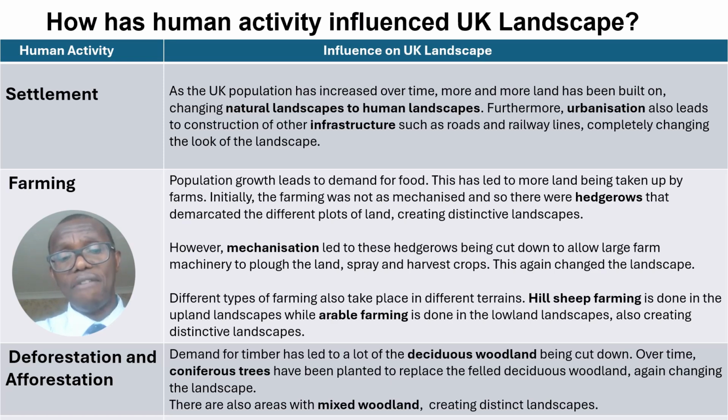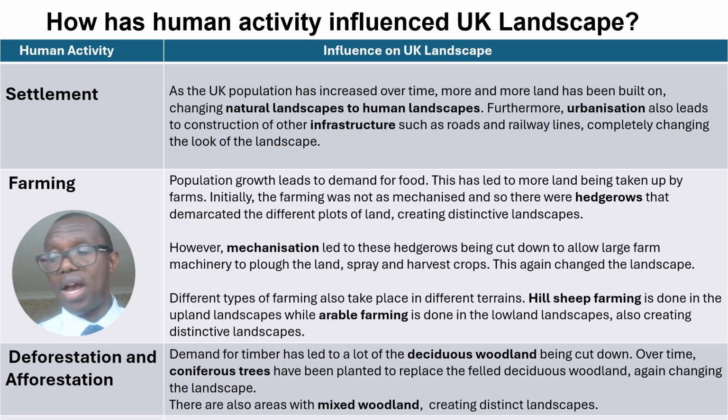Then we also have farming. Again, the population is growing, there's demand for food, and this has led to a lot more land being taken up for farming. Originally, in the past, the landscape used to have hedgerows because there wasn't as much heavy machinery being used to farm the land. Most of the work was done by hand, and therefore there were hedgerows to demarcate or put boundaries between different areas that were being farmed.